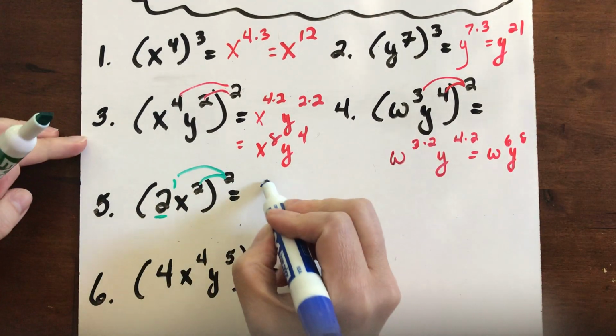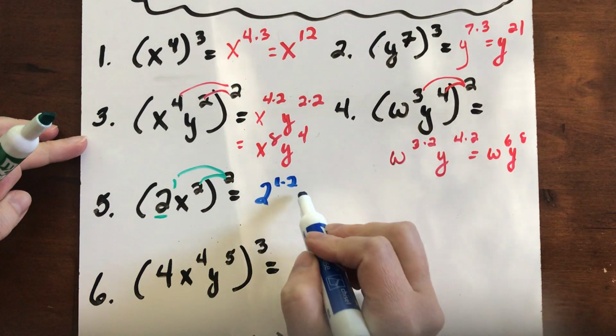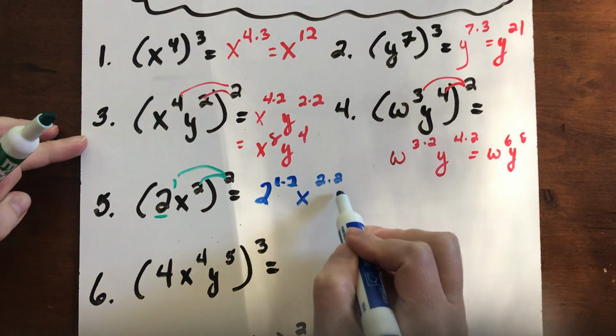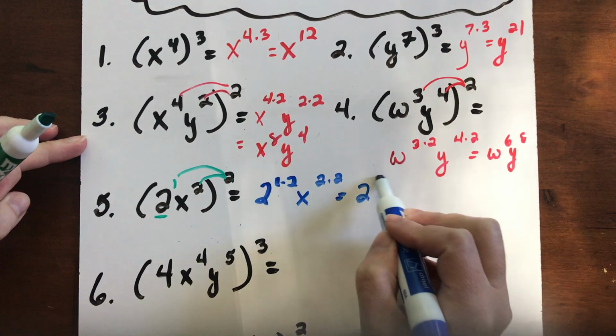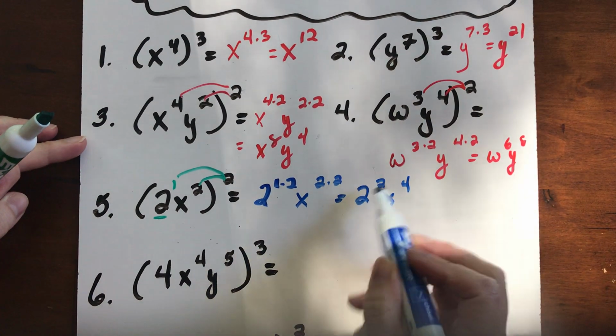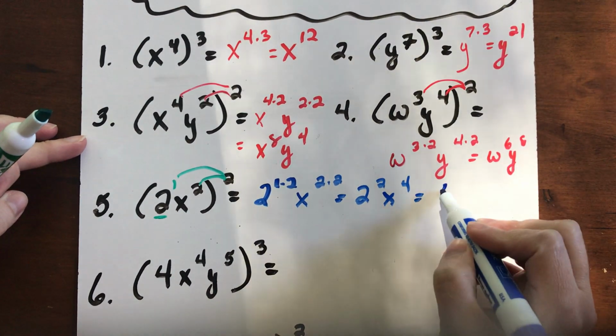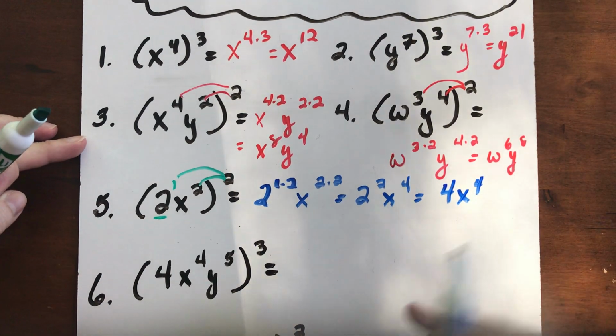So we're going to get 2 to the 1 times 2. We're going to get x to the 2 times 2, which is going to be 2 to the 2nd, x to the 4th. Remember, we can't leave 2 to the 2nd. What does 2 to the 2nd equal? Good. 4x to the 4th.